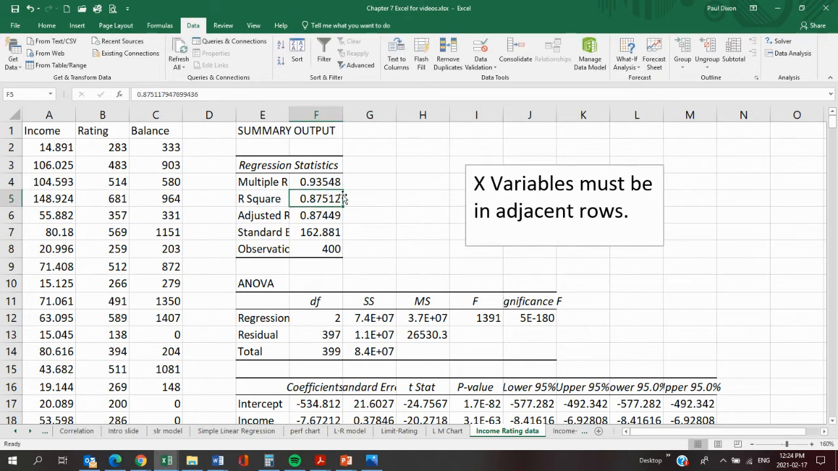Now if you can see this, my R square has gone from about 0.745, 0.75 thereabouts, to 0.875, which is quite a big improvement. The highest it can be is 1, so I've closed the gap by half. My standard error has gone from 232 to 162. So that's quite an improvement.